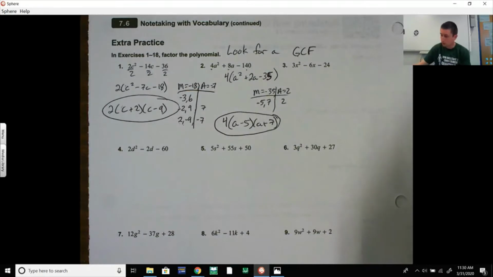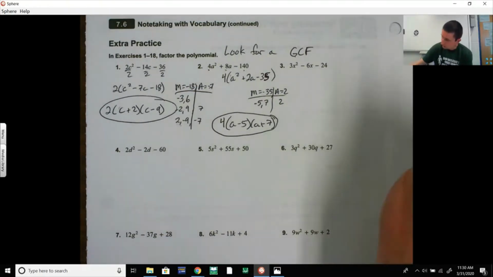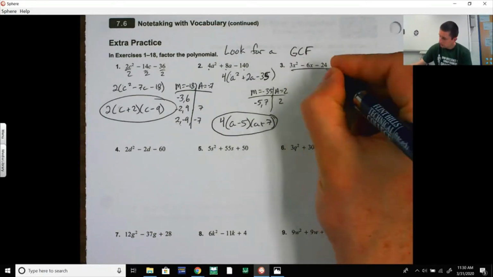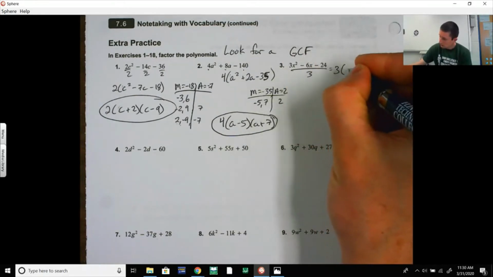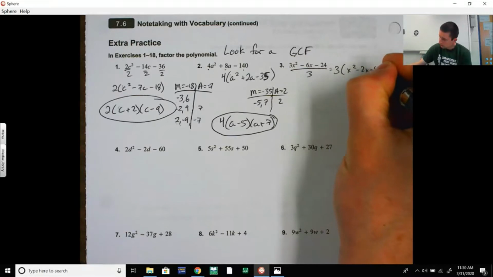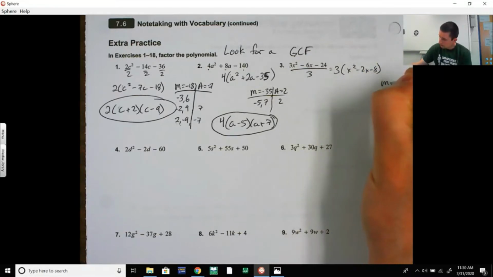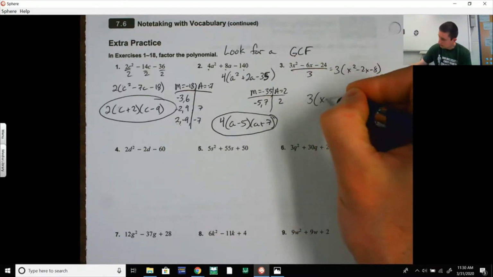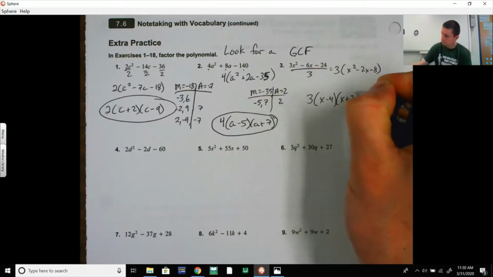Okay, so see if you can do 3 and 4, and come back, check your answers. Divide by 3. 3 times x squared minus 2x minus 8. So what multiplies to negative 8 and has to add to negative 2? So that would be negative 4 and 2. Negative 4 plus 2 add to negative 2. So 3 times x minus 4 times x plus 2.